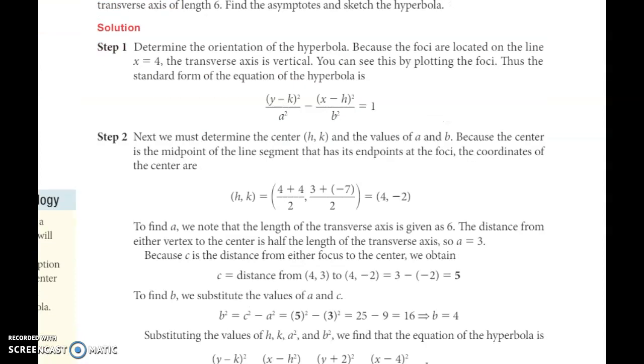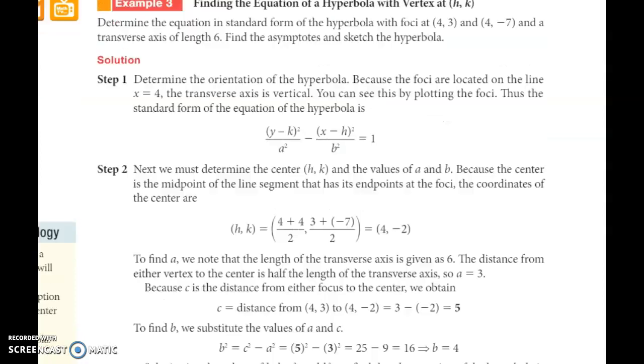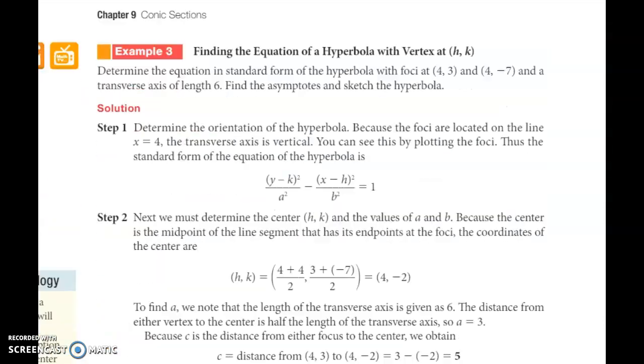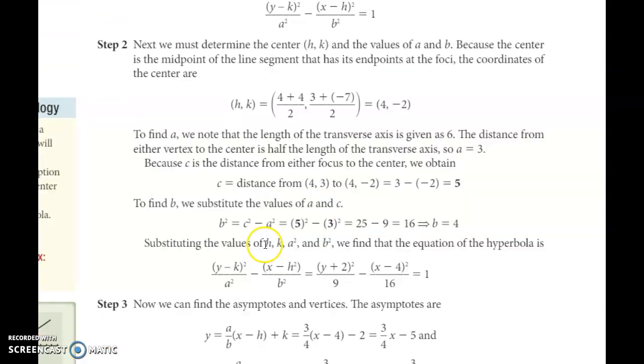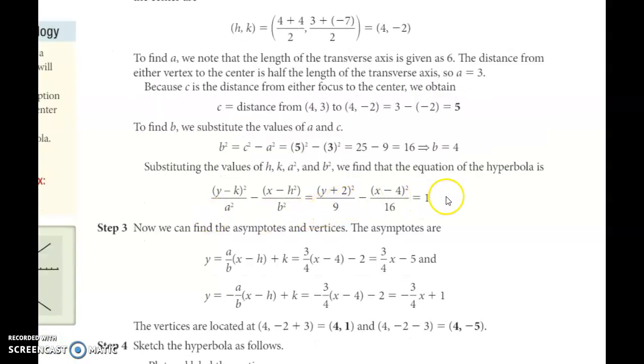That unfortunately distracts me. So going through the motions here, they're using this table to figure out all the other things. Here's the center then, (4, negative 2). And here's that parameter c that is being used in order to figure out what a and b are. Respectively, a is already given. And then this here is the equation of the hyperbola.